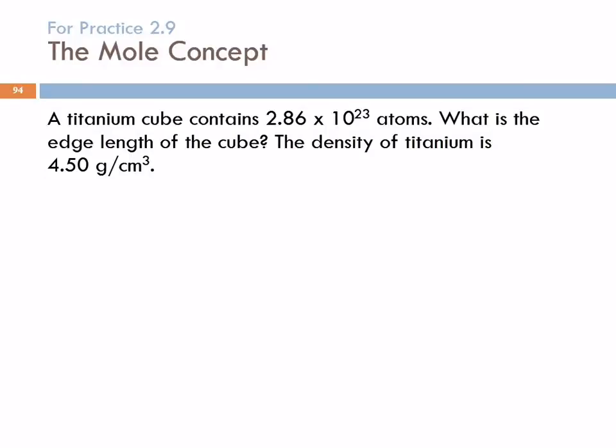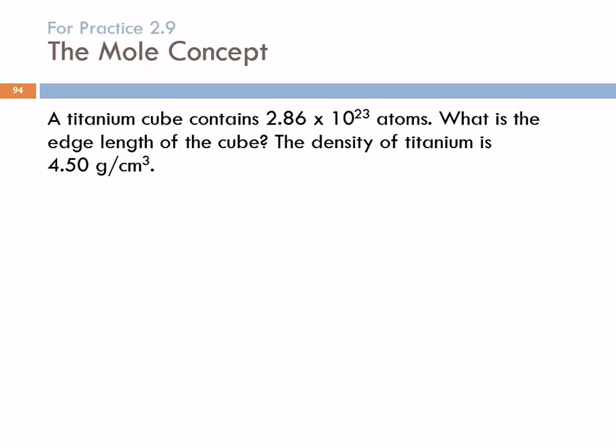Let's do another example. A titanium cube contains 2.86 times 10 to the 23rd atoms. What is the edge length of the cube? The density of titanium is 4.50 grams per cubic centimeter. This is one of those word problems that you have to think about. It's not going to just hit you in the face, oh, I need to convert grams to moles or something. We have to think about this.